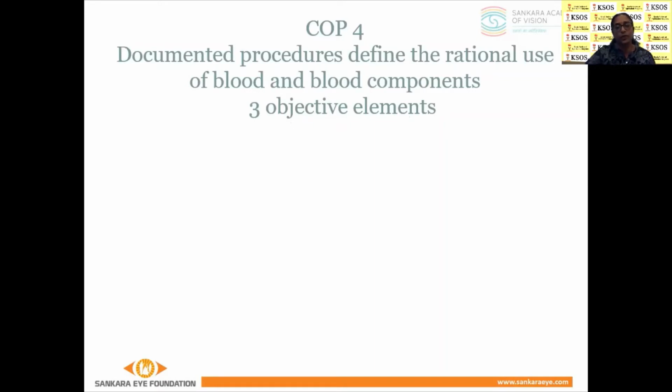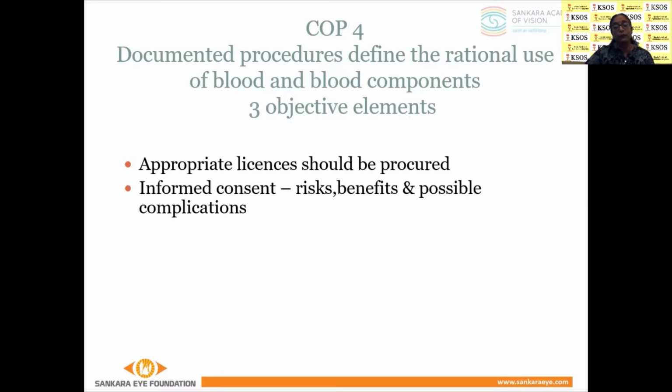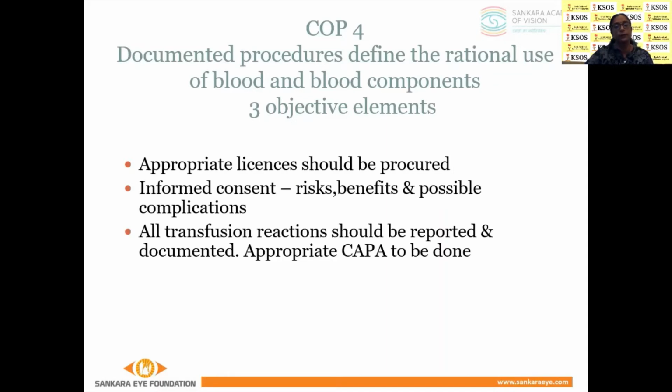So there are three objective elements in this. So this goes as follows. Appropriate licenses for the blood bank should be procured from the concerned authorities. Informed consent should be taken for the transfusion, like risks, benefits, and possible complications should be explained to the patient. And all the transfusion reactions should be reported and documented, and appropriate CAPA to be done.